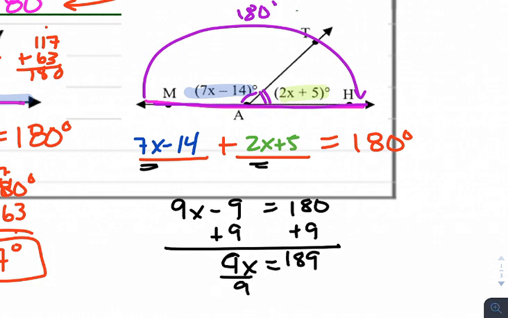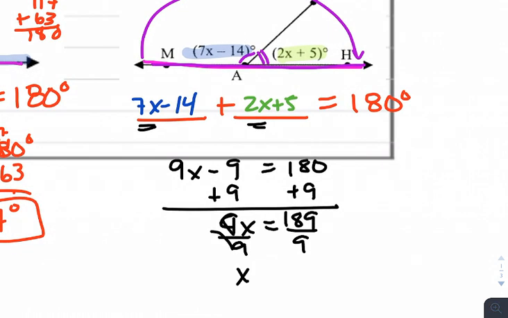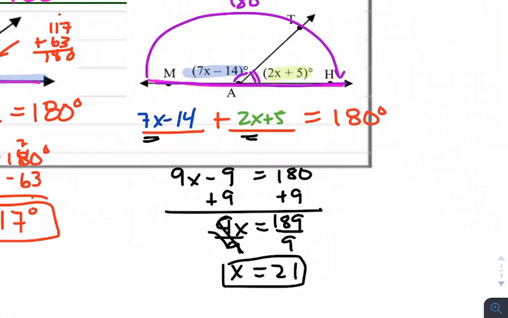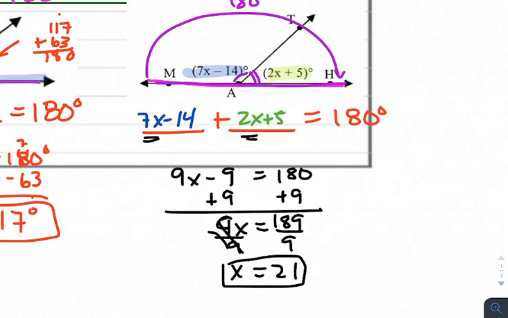So x equals 21. Just in the interest of time, I won't go back and do this right now, but we can 100% take that number, stick it right back in here for x, and then figure out what each of those individual angles is worth, because they both must equal 180 degrees as a total when they add together. Okay? So let's now progress to something slightly more complicated.